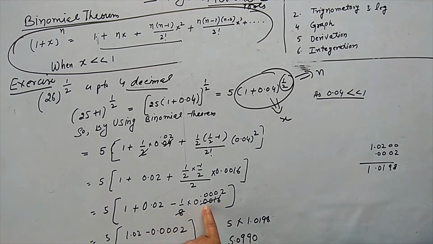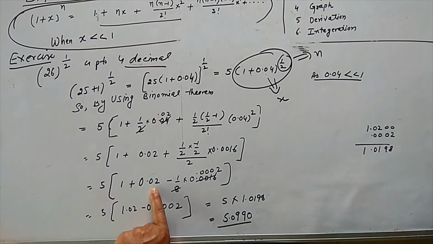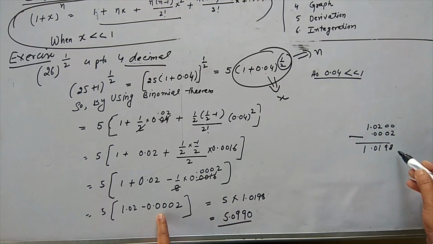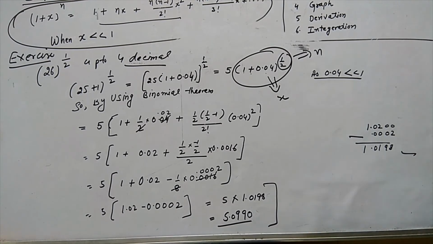And 0.00, I can cut it, 0 in place of 0 0 1 0, and 18 twos. These two terms will be added, 1.02, and minus here 0.0002. I will subtract them and get 1.0198, and then I will multiply with 5. It becomes 5.0990. This way it is calculated for 4 decimal places. Is it clear?